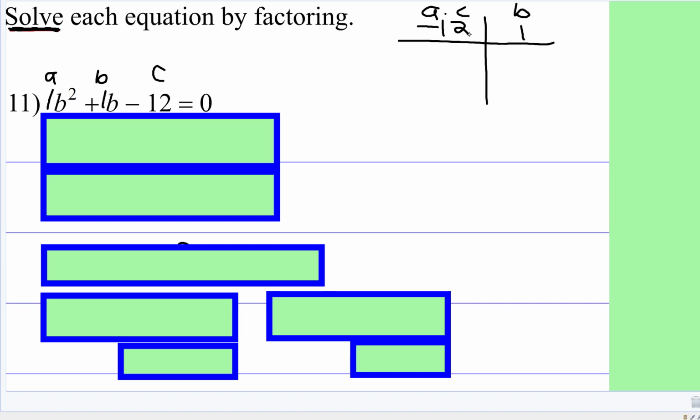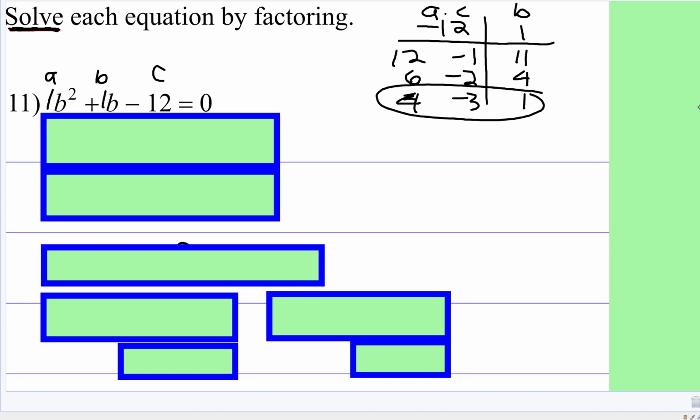Well, what would be factors of negative 12? It has to add up to positive, so the larger factors would be positive. So it would be 12 and negative 1, 6 and negative 2, 4 and negative 3. Well, if you add these up, that adds up to 11, 4, and 1.